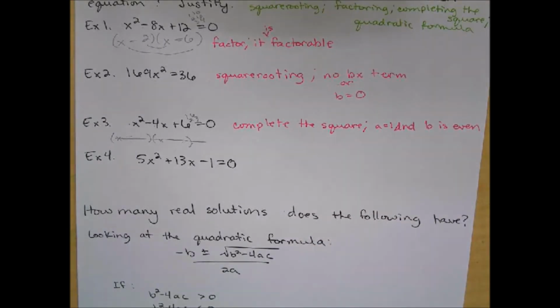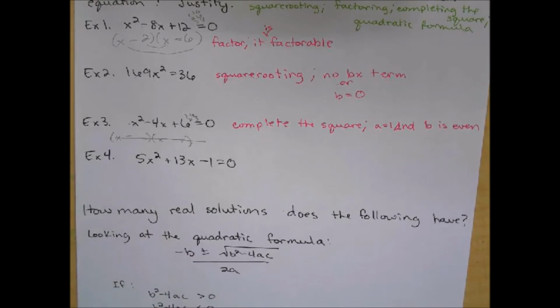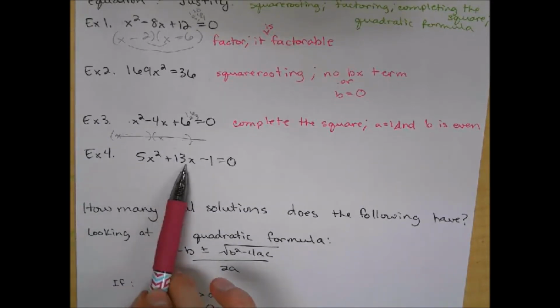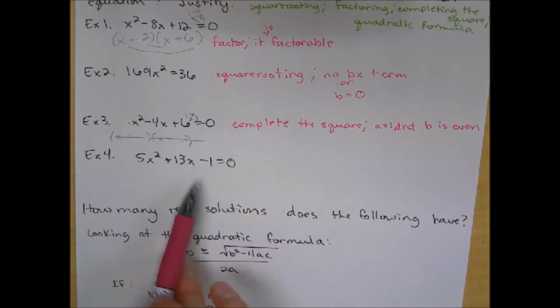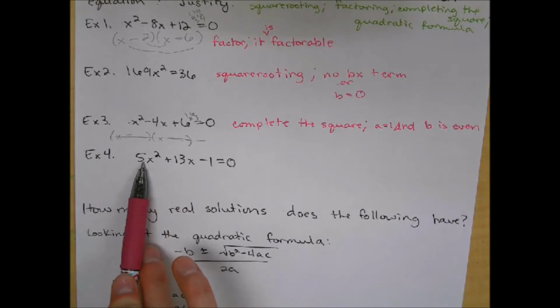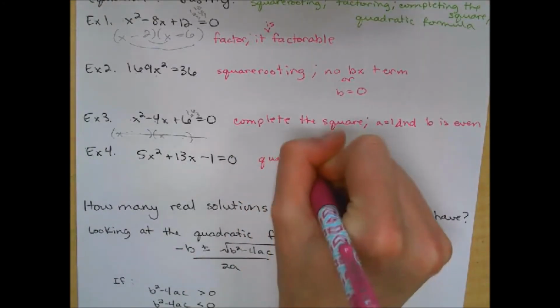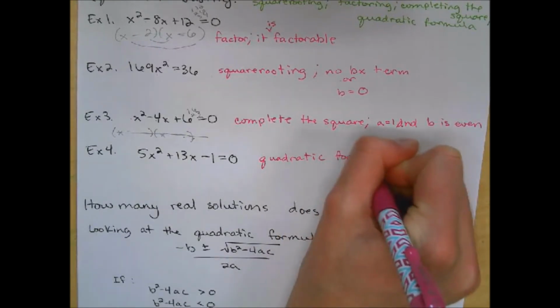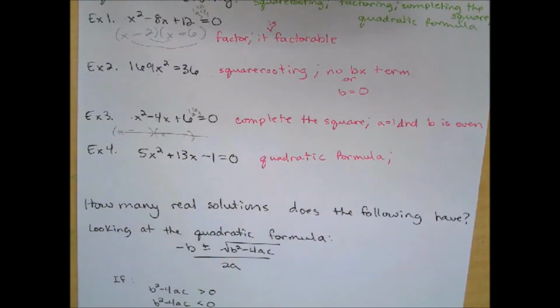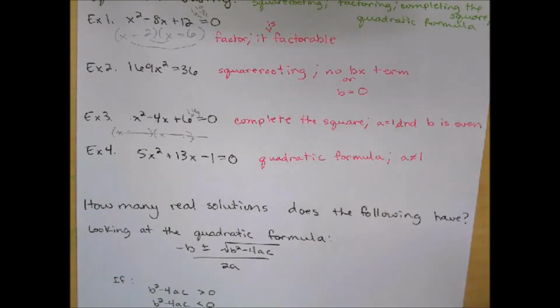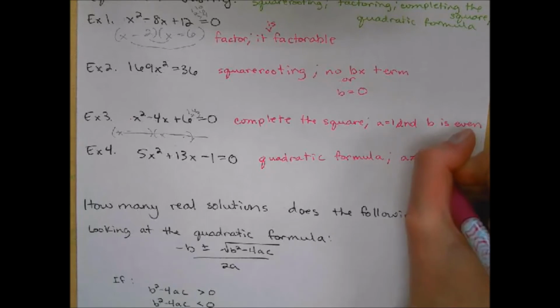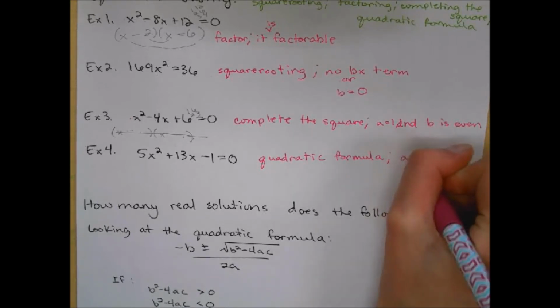For 4, I could check if it's factorable, but it's not as quick as number 1. I have a bx term, so not using square rooting like example 2. My a is not 1, so I would have to divide everything by 5, which would make a mess in order to complete the square. Here I would use the quadratic formula. Why? A does not equal 1, and it's not factorable.